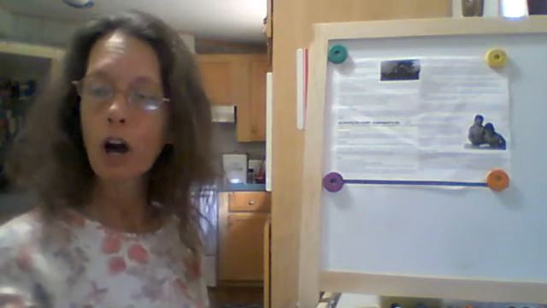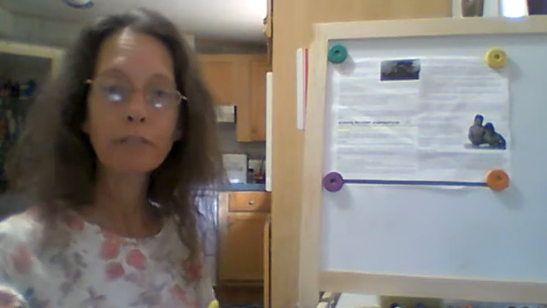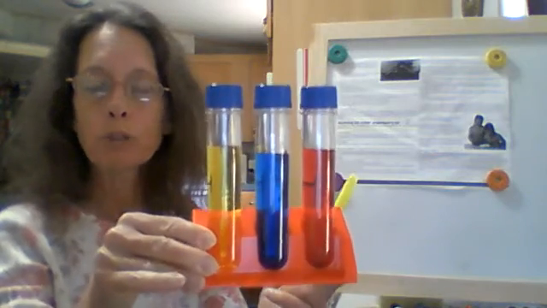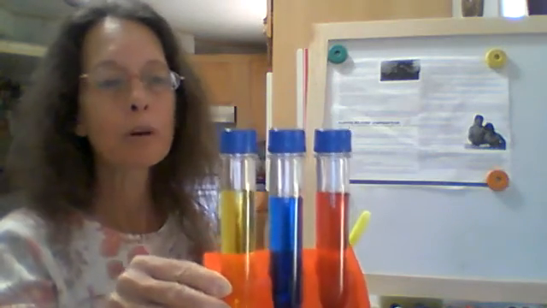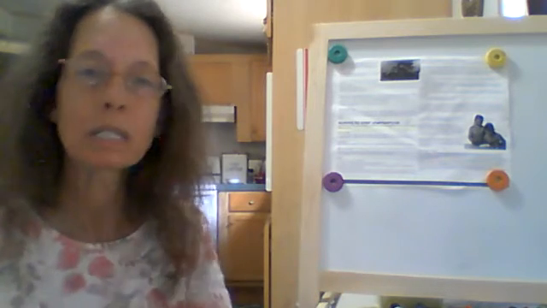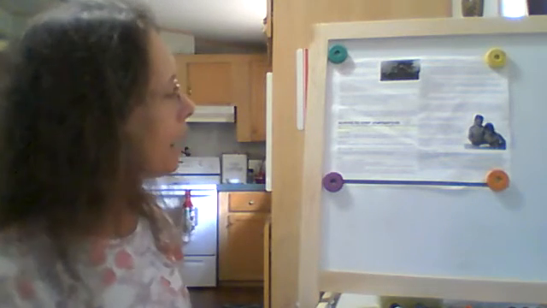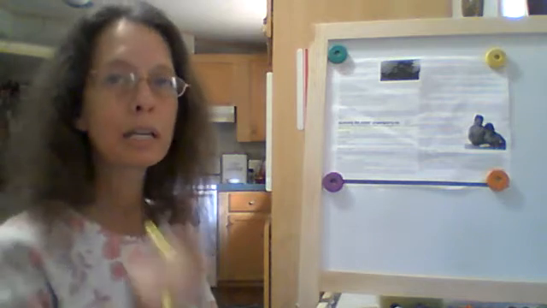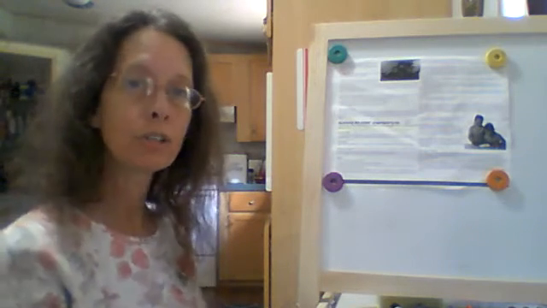Primary colors are the 3 colors I actually have here. The red, yellow, and blue. Those are the primary colors. You may remember those from the last experiments that we've done. Those are the colors that we mixed with the color tablets inside the test tubes. And we'll use those today to make secondary colors.